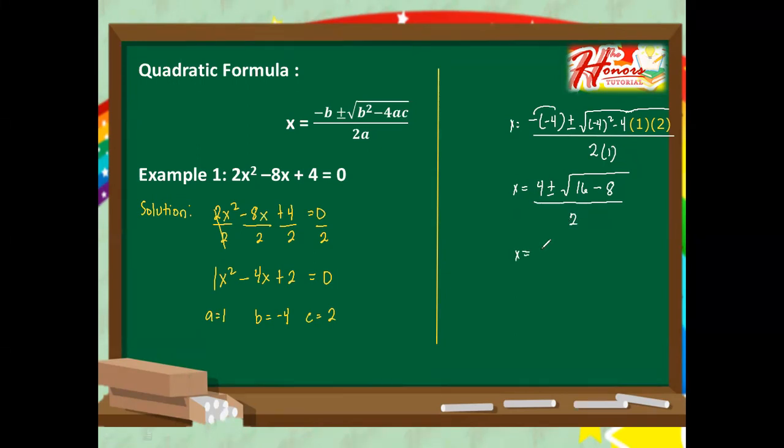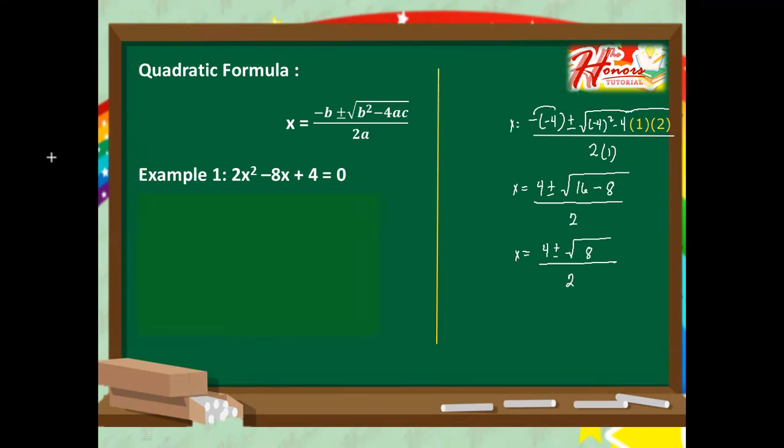X equals 4 plus or minus the square root of 16 minus 8, that's 8, over 2. And then let's solve for x sub 1 and x sub 2, meaning the roots already. Let me just erase this, the left side of the equation, for us to be able to continue solving.